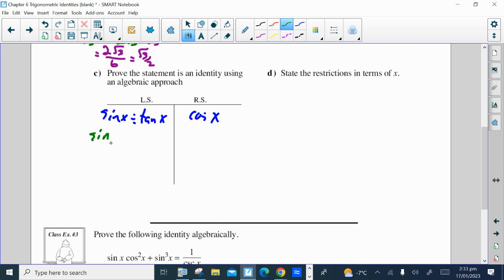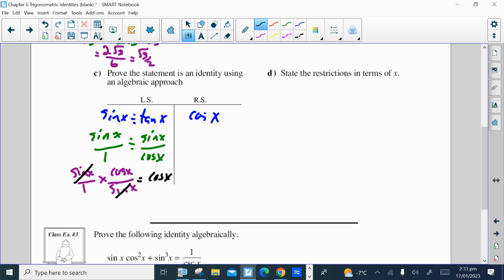So, remember our hints. If there's no powers, put everything in terms of sine and cos. So I change the tan x to sine x over cos x. And to divide by a fraction, we multiply by the reciprocal. So it'll be sine x over 1 times cos x over sine x. The sine x's will cancel, and we're left with cos x. Two simple steps. Change the tangent to sine over cos, and then we multiply by the reciprocal and cancel. Pretty straightforward. Right?